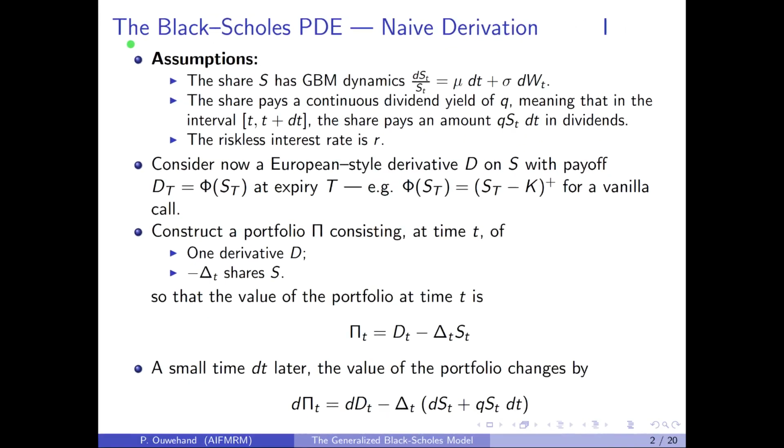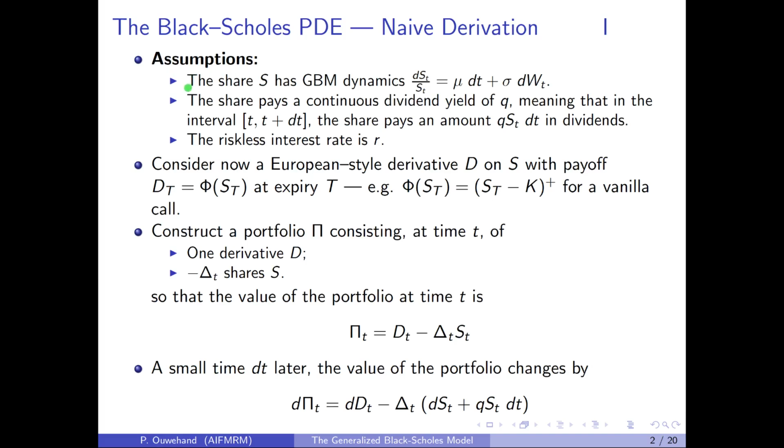So let's start with a derivation of the Black-Scholes PDE. The derivation here is a naive derivation. It is not completely correct mathematically, but there is a lot of intuition in it, and it can be found in many textbooks. The basic assumptions are as follows.